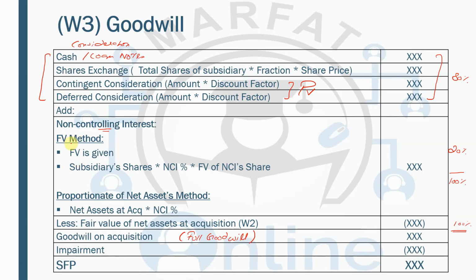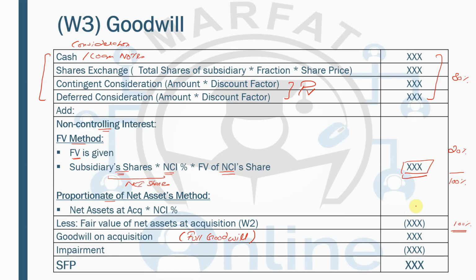The non-controlling interest has two methods: the fair value method and the proportionate share of net assets method. So if the fair value method is given in the exam, then the fair value will be given, or you just calculate it by taking the subsidiary shares. When you take the total subsidiary shares and multiply them by the NCI percentage, it is going to give you the NCI shares. And when you multiply that by the fair value of the NCI share, it will give you the worth of the NCI.